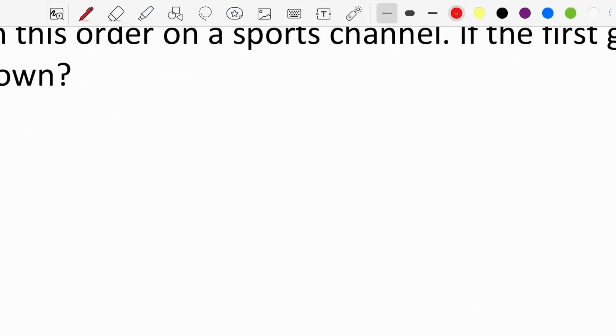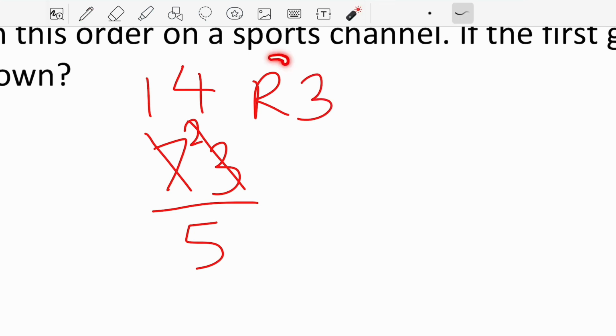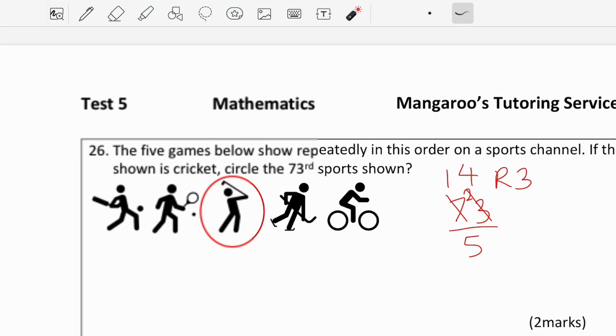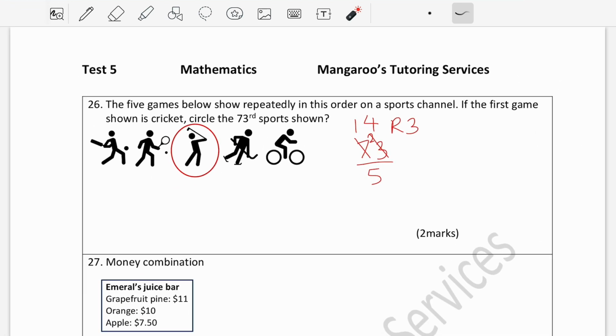And we take the number 73 in this case. We divide it by 5. 5 into 7 is 1, remainder 2. 5 into 23 is 4, remainder 3. Now the key thing here would be the remainder. Right, we use the remainder. We go from the start. 1, 2, 3. Right? So we have to circle the answer, so that's your answer.